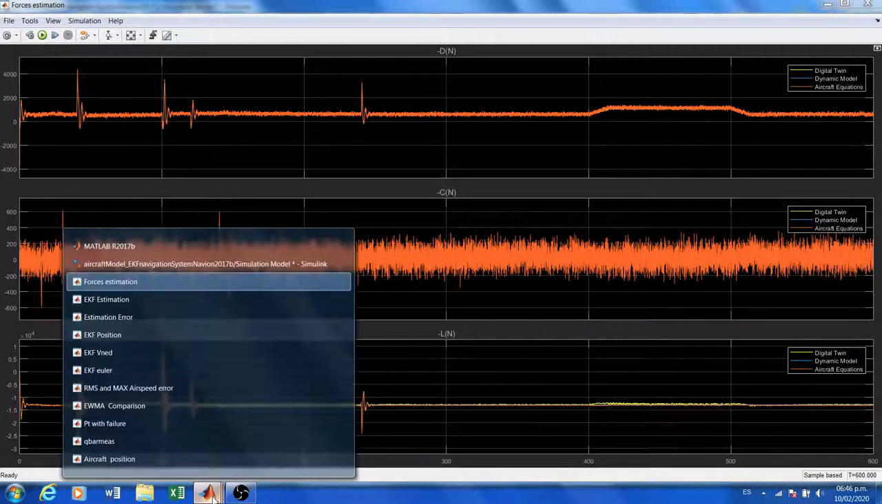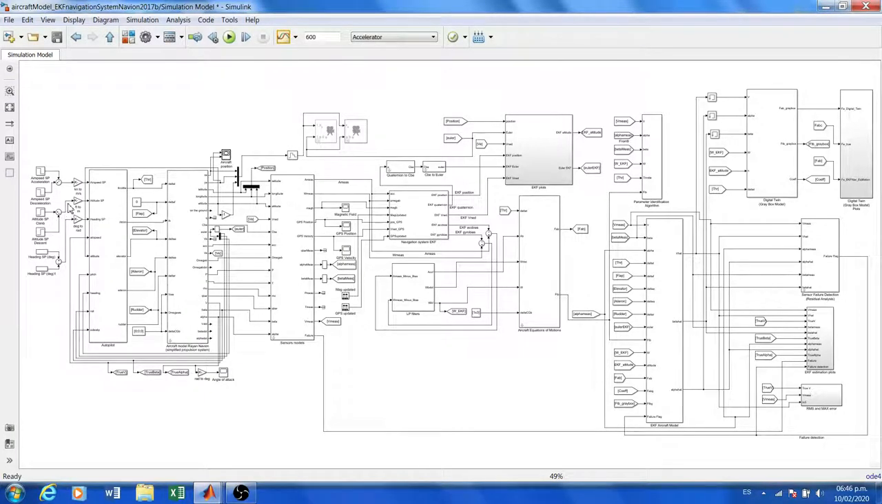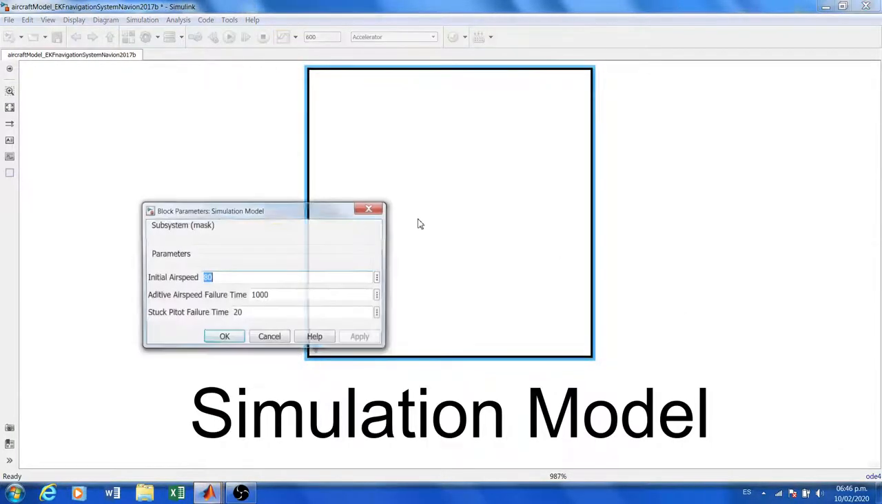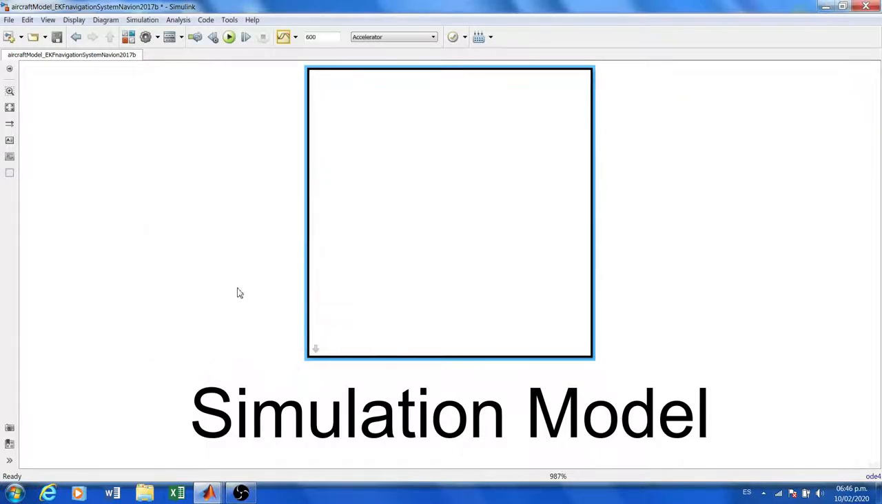Okay, let's move the failure to another part of the flight. So, the main menu. Let's put the failure where? Before the deceleration, or no, let's put the failure during the descent. The turn is at 140 seconds. Let's put it before, at 130 seconds. So 130 seconds. Okay.